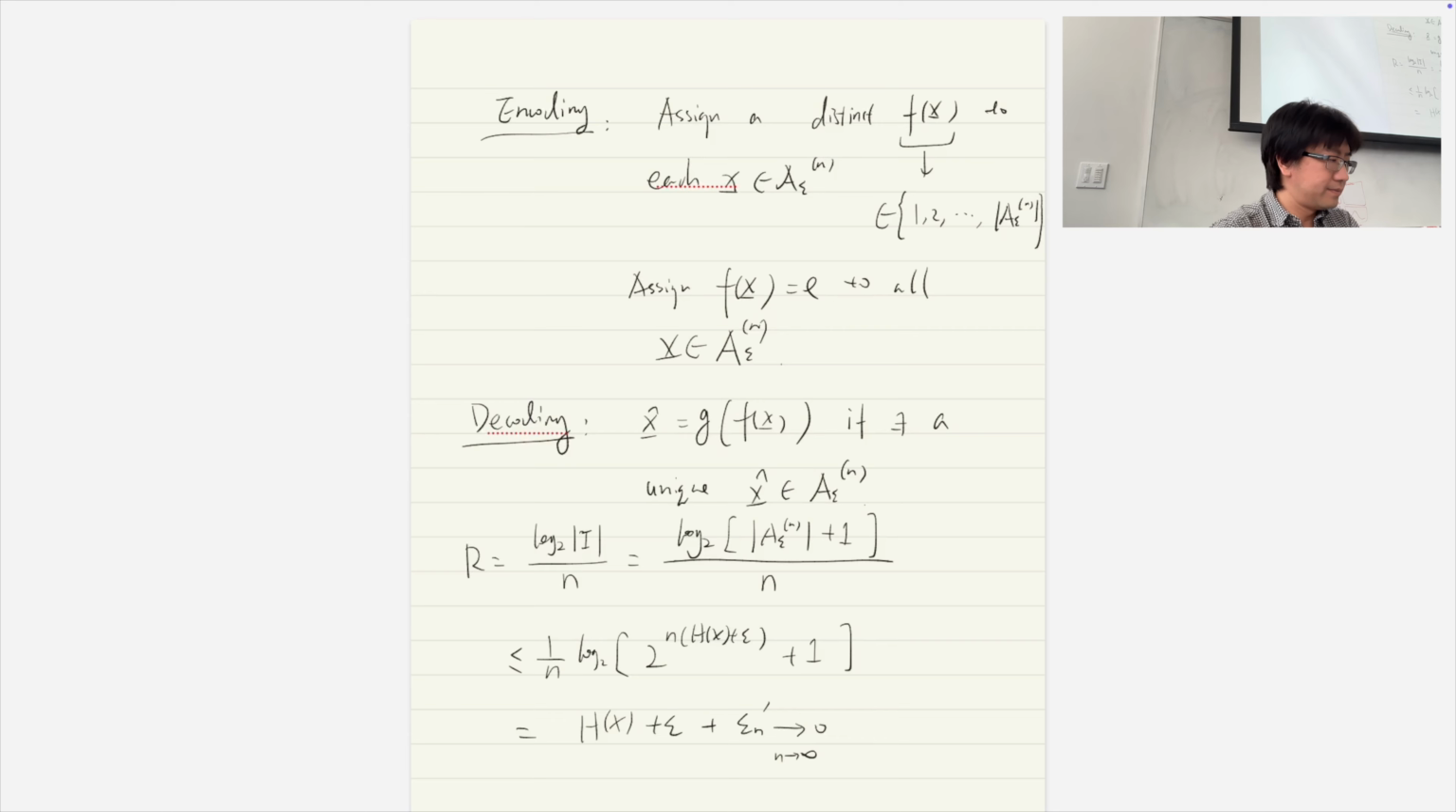Okay. Yeah, and we're not exactly done yet, right? So now we have the encoding function, we have the decoding function, we compute the rate, and then we need to show the error goes to 0. Okay. So what is the error?